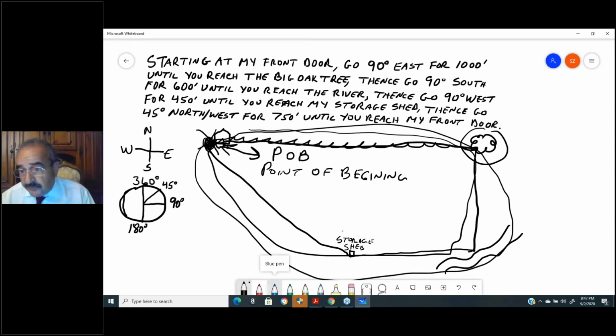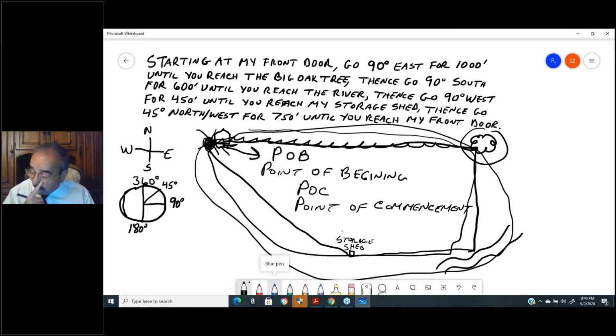So sometimes, occasionally, they call it the POC. It stands for point of commencement. Either one is correct. They both mean the same. Main thing I want you to know, a meet is a commencement. Again, a meet is a distance, a bound is a change in direction. Those are the main things that you need to know.